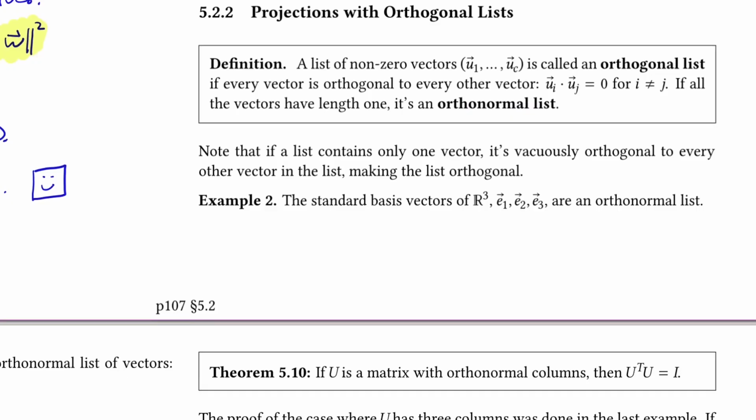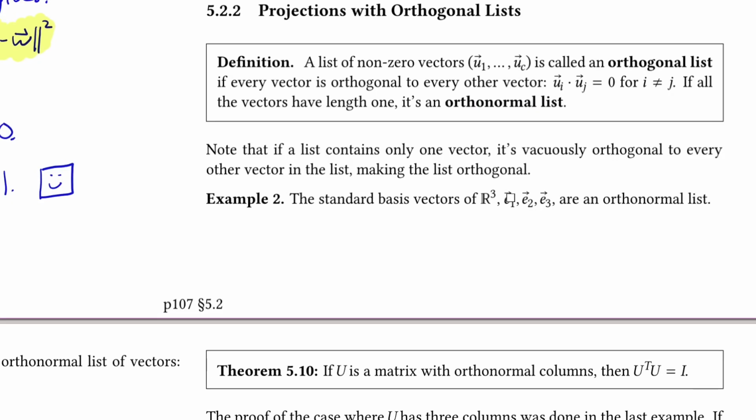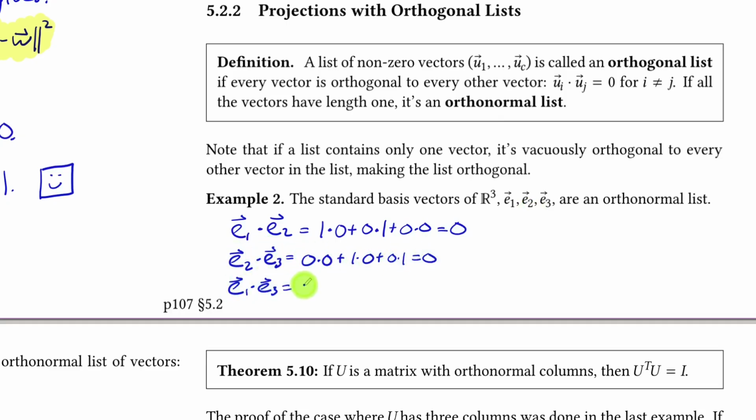So the standard basis of R3, with just the regular old i, j, k vectors, e1, e2, e3, is an orthonormal list. E1 dot e2 is of course 1 times 0 plus 0 times 1 plus 0 times 0, which is 0. And the same thing holds with any other pair of them. So that makes them orthogonal to each other, and they're normal vectors because they have length 1, right?